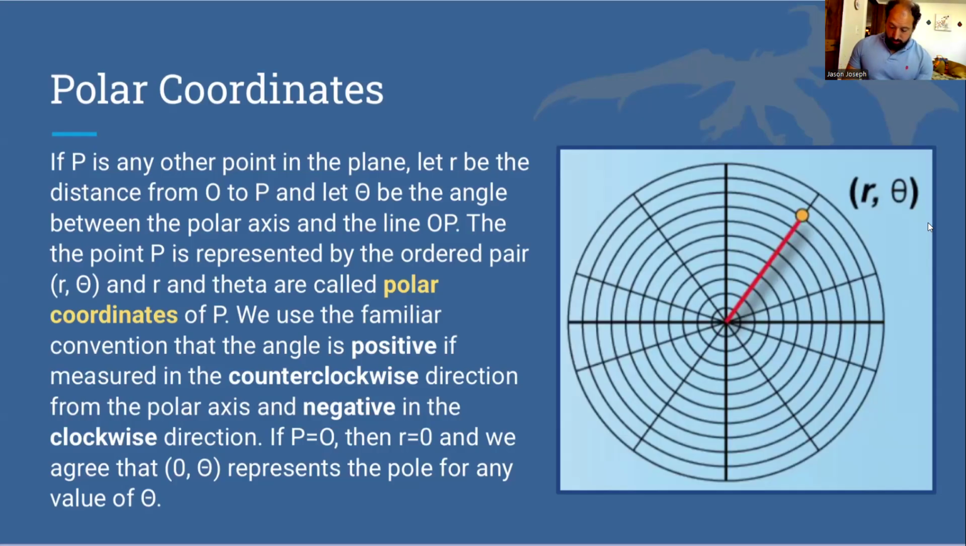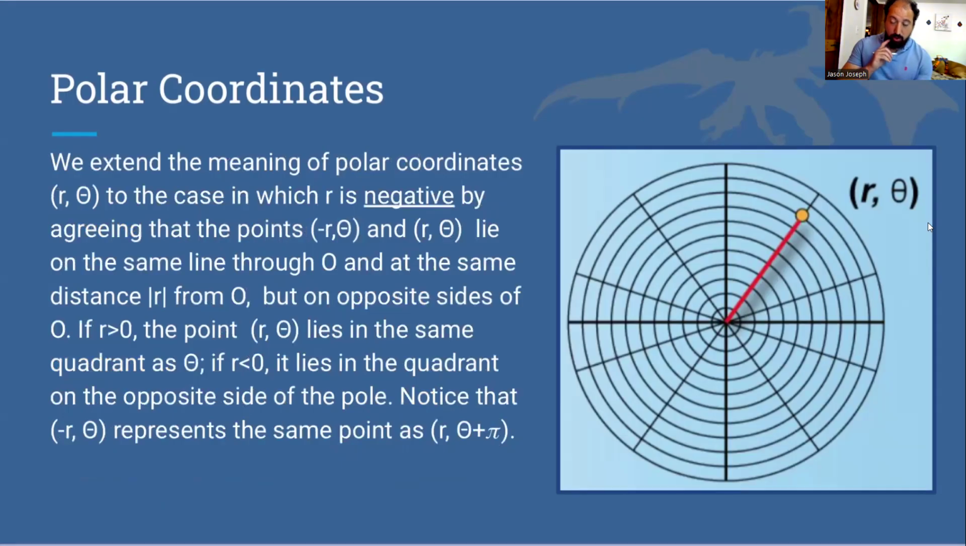We can also allow r to be negative. So here's the point r, theta. It looks like theta is maybe pi over 3. If we keep theta as pi over 3, but replace r with negative r, all this does is take us into quadrant 3 along this line to the opposite point here. So this would be the point negative r with the same theta.